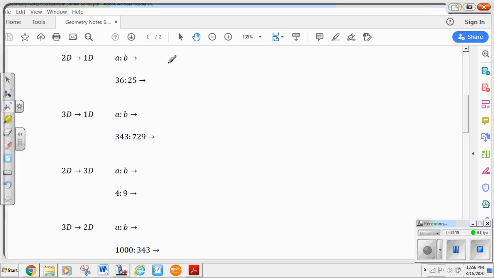If you have a 2-dimensional ratio and you want to know what the 1-dimensional ratio is, from 2 to 1, you will square root the ratio values. A to B becomes the square root of A to the square root of B. So a 2-dimensional ratio of 36 to 25, its 1-dimensional ratio will be the square root of 36 to the square root of 25, which is 6 to 5.